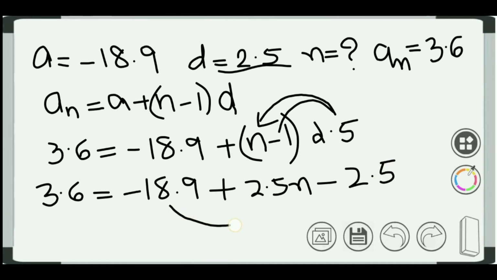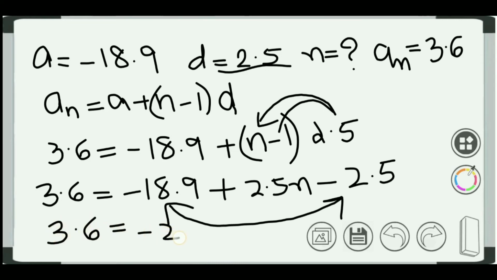Minus 18.9 minus 2.5, negative and negative, that means you will add it. 18.9 plus 2.5 is what? 21.4. 3.6 is equal to minus 21.4 plus 2.5 n. Negative, negative, so I have put the value negative. 3.6 is equal to minus 21.4 plus 2.5 n.